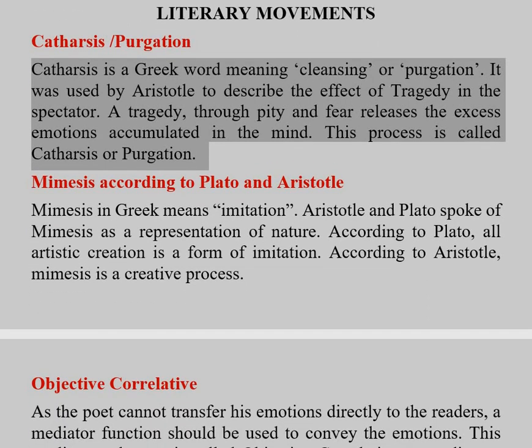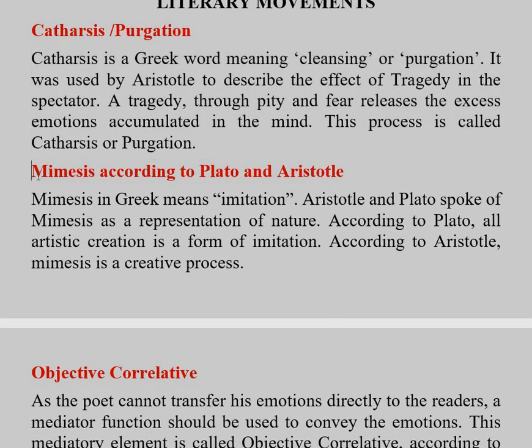Now, mimesis according to Plato and Aristotle. Mimesis in Greek means imitation. Just compare this word with mimicry, imitation. The root word is mimesis in Greek. Aristotle and Plato spoke of mimesis as a representation of nature. So Aristotle and Plato agree with this fact that mimesis is a form of representing nature.